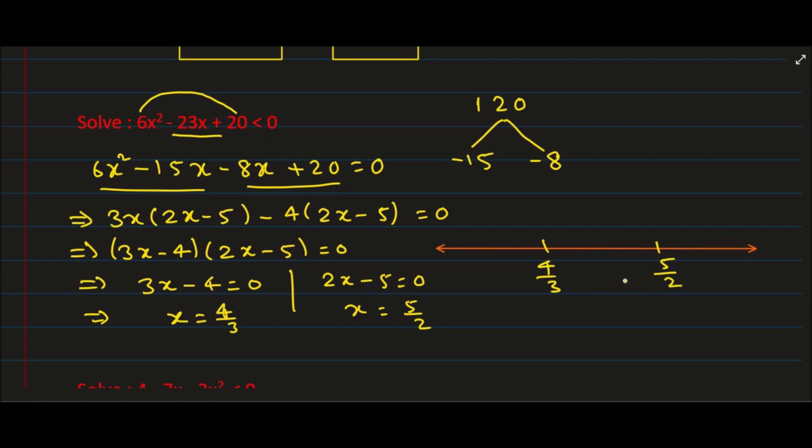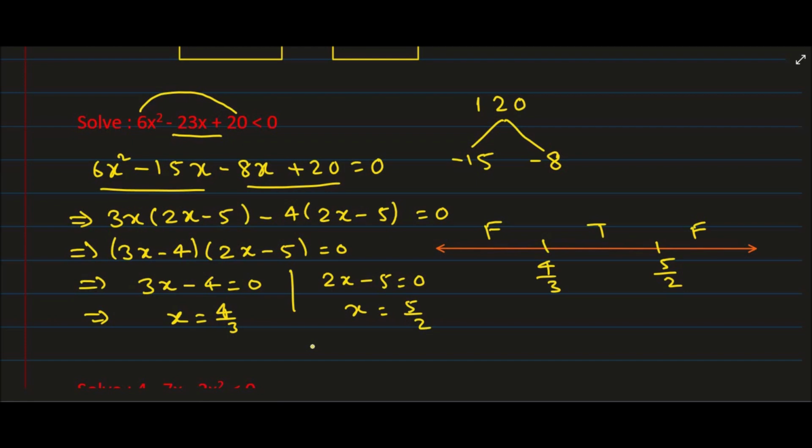Now, 4 by 3, 5 by 2. Now 0 will come in the leftmost region, the left side. So if you substitute 0 in this, what will you get? 6 into 0 square minus 23 into 0 plus 20 less than 0. So we got 20 less than 0, which is false. So this is true, this is false.